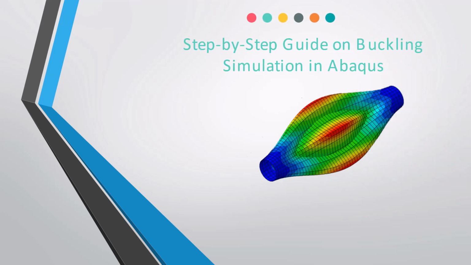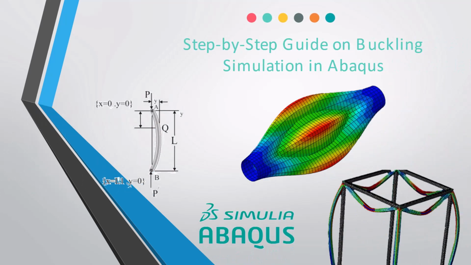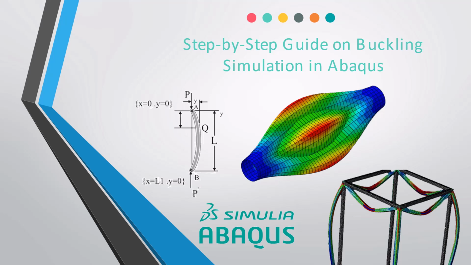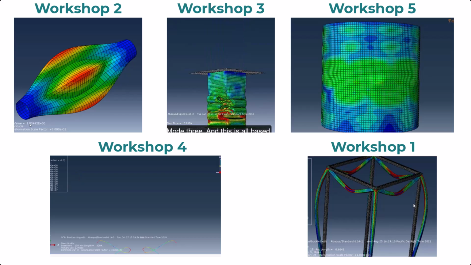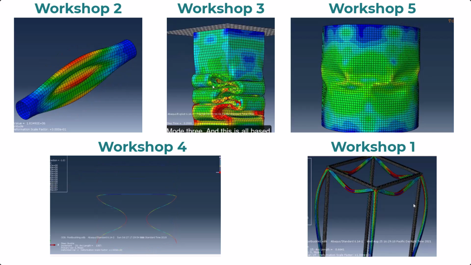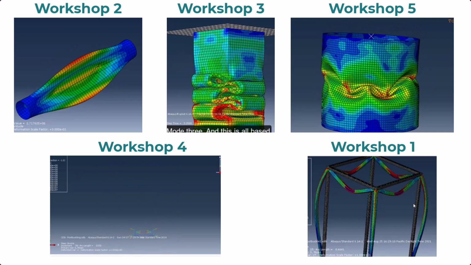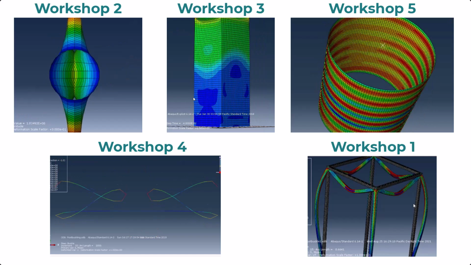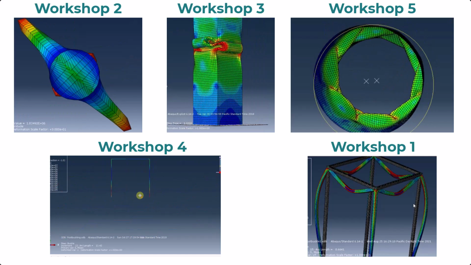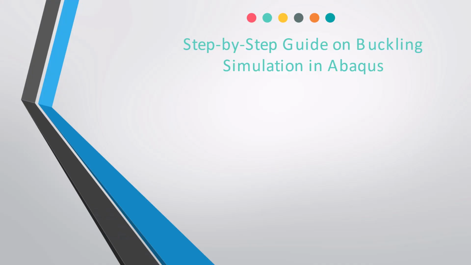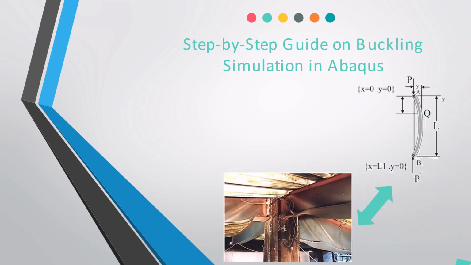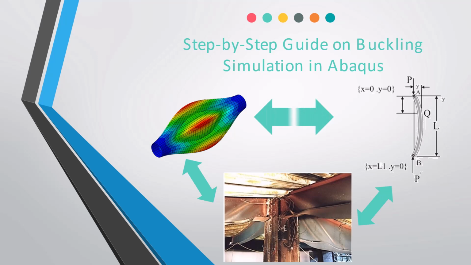In this project, we'll explore the phenomenon of buckling and how to analyze it using Abaqus software. The training consists of one lesson and several workshops. In these workshops, we offer step-by-step training on buckling and post-buckling analysis of various structures in Abaqus, including frames, cylindrical shells, and cylinders under external pressure. In the lesson, we explain the concept of buckling, the types of structures where it occurs, and why it's important to evaluate buckling loads using software like Abaqus.